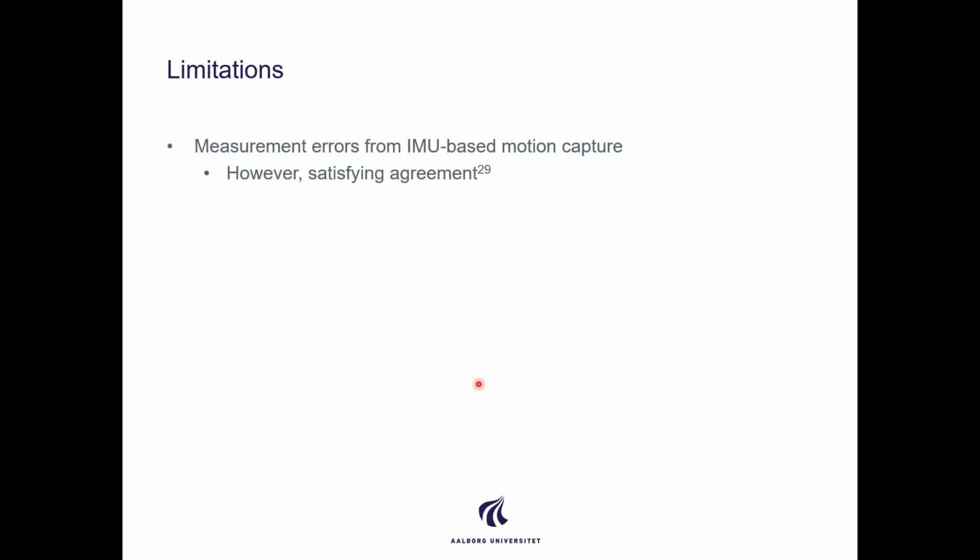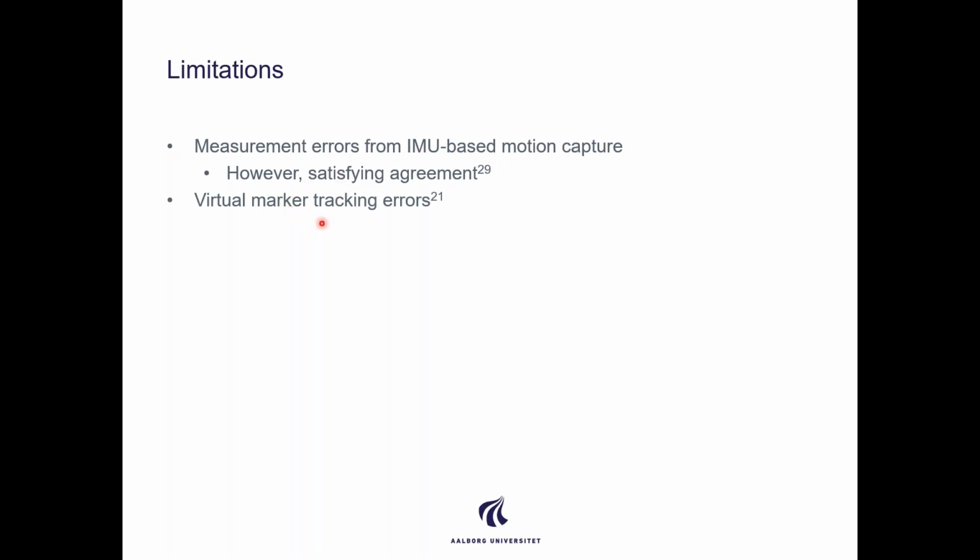So as with any studies, there are some limitations, and I will, of course, like to address some of them. Of course, every time we use IMU-based motion capture systems, there is some measurement error compared to optical motion captures, but the Xsens software has shown very satisfying agreement between optical motion capture systems and their own system. But there is, of course, some error present in that sense.